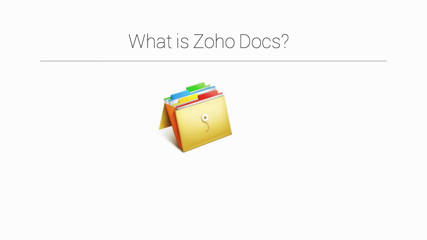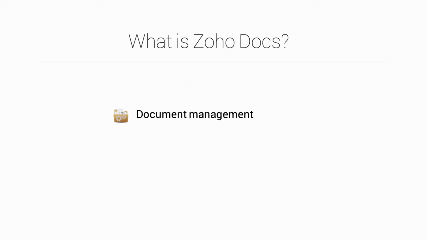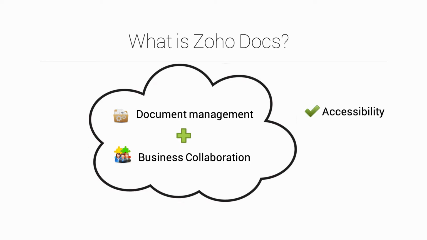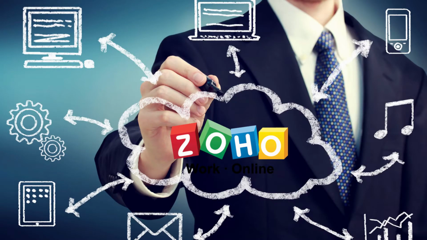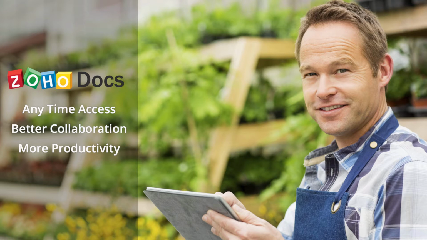So first things first, what is Zoho Docs? In a nutshell, Zoho Docs is a combination of business class document management system and collaboration system that works from the cloud with easy accessibility, mobility, and higher security. We have designed the product to give team members all the data they need in one secure and collaborative place, which can be accessed anytime on any device. So with Zoho Docs, you're essentially going to be putting the most important two assets of your company together, your people and your information. And this is a powerful thing.